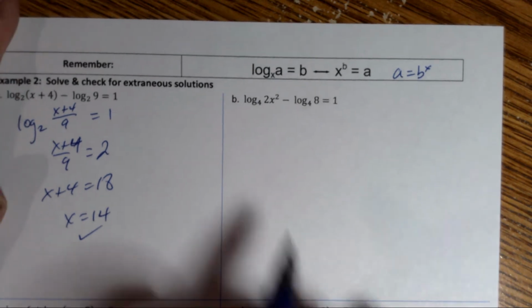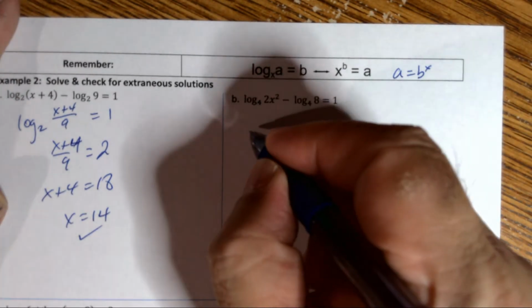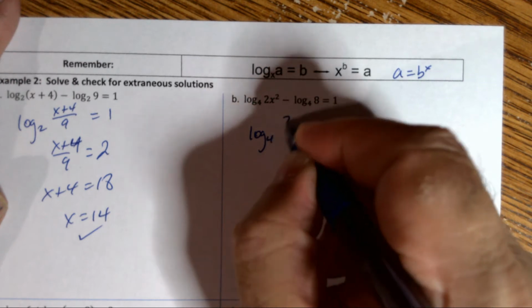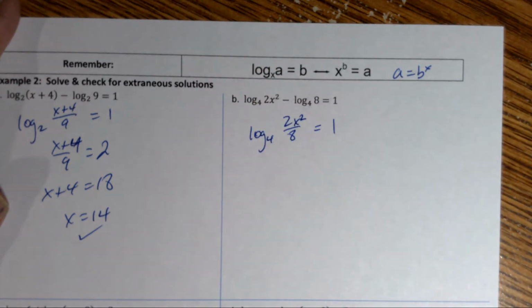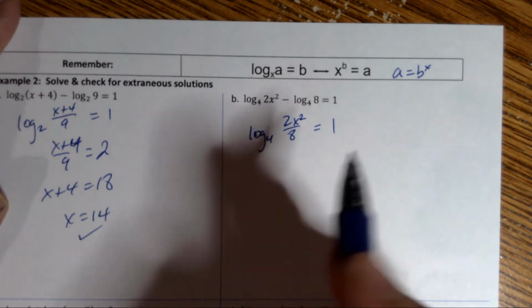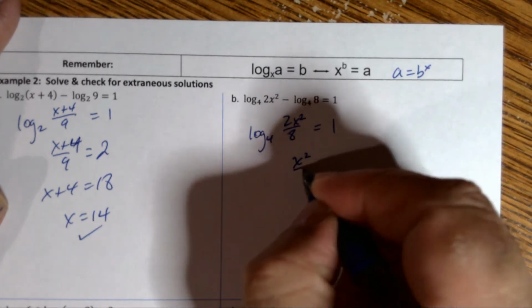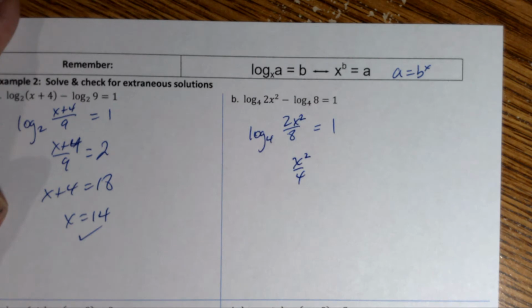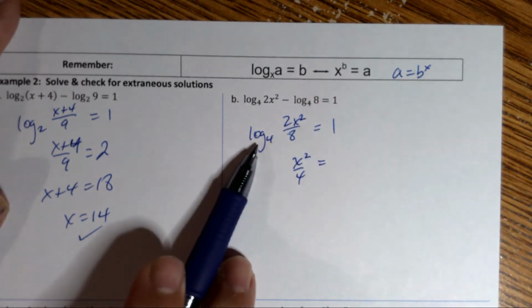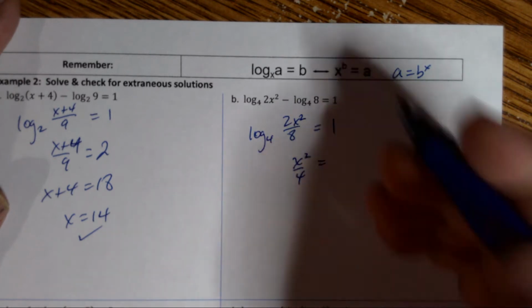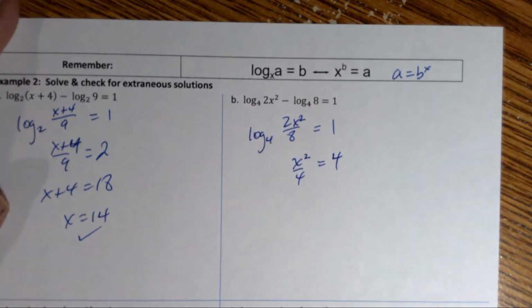Here it's subtraction again, so that means it's division. So it's log base 4 of 2x squared over 8 equals 1. I'm going to go ahead and reduce that. 2x squared over 8 is x squared over 4, right? 2 goes into 2 and 2 goes into 8. I am writing this without the logs by using the definition of log. So it's 4 to the first power, so 4.